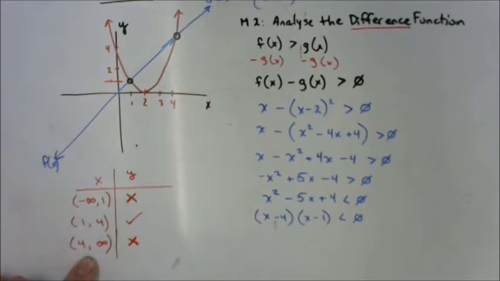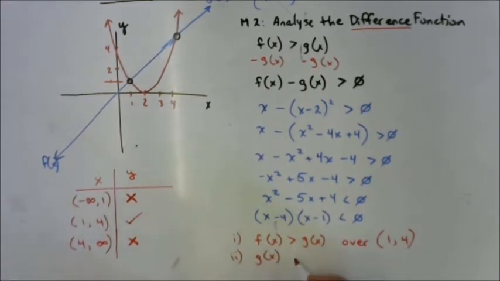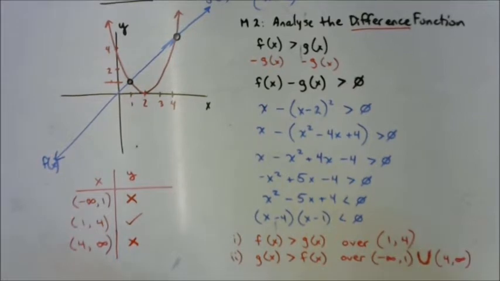Okay, so that strategy tells me that f of x is greater than g of x over the interval 1 to 4. I could do the same strategy or just use logic to say g of x is greater than f of x over my other two intervals: negative infinity to 1, the union of negative infinity to 1 and 4 to positive infinity.